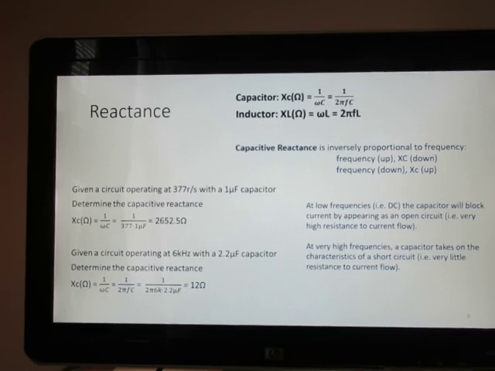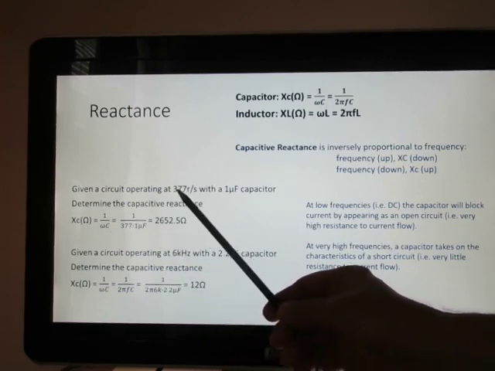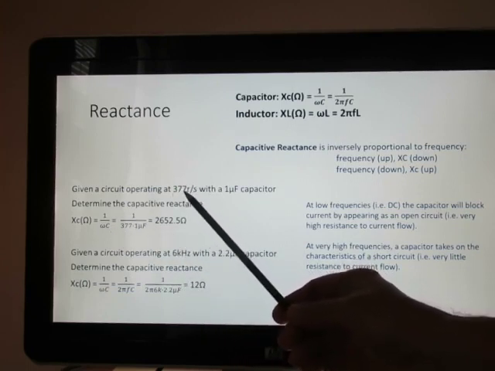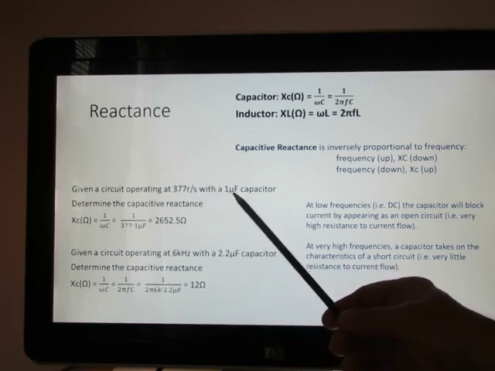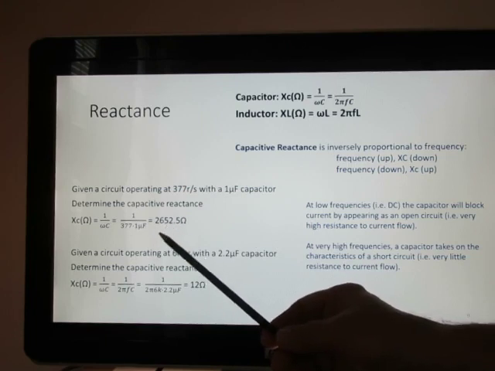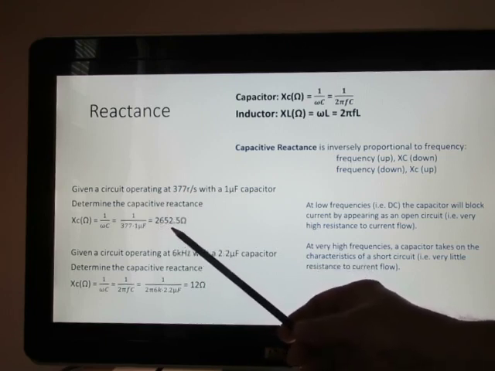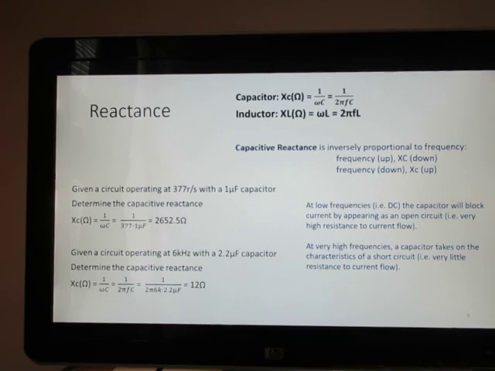So let's go through an example here with capacitive reactance. We have the angular velocity of 377 radians per second. We have a 1 microfarad capacitor. So we multiply those in the denominator and we do the inverse there. We get 2,652.5 ohms as our answer.